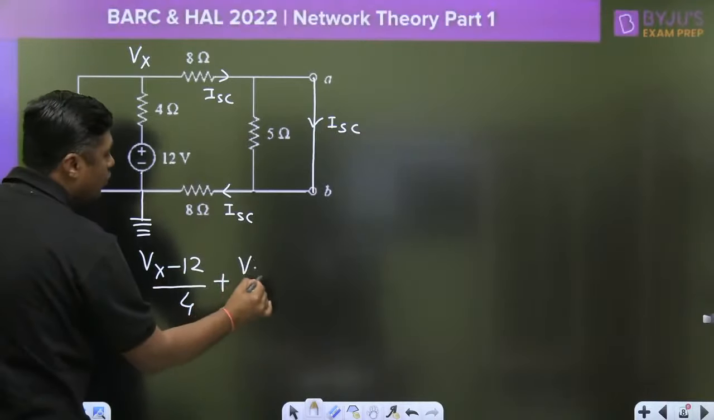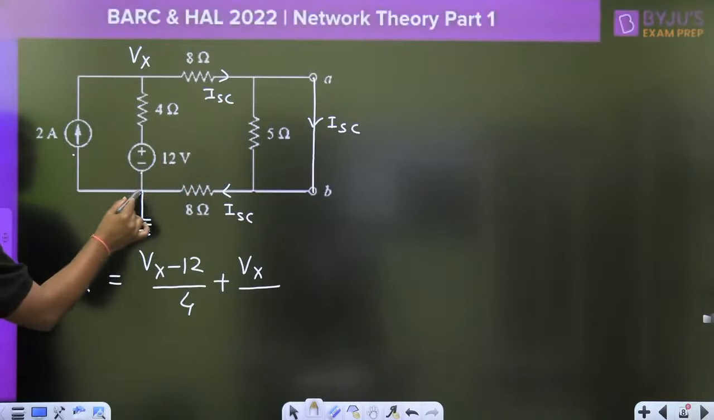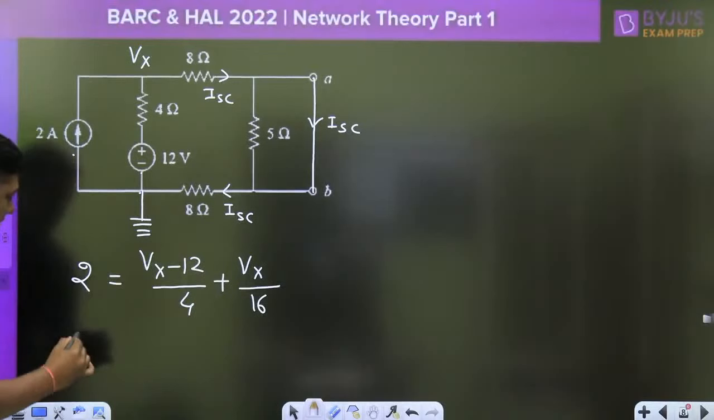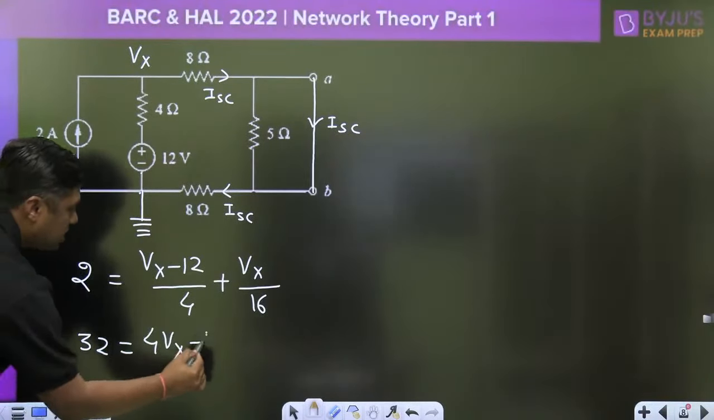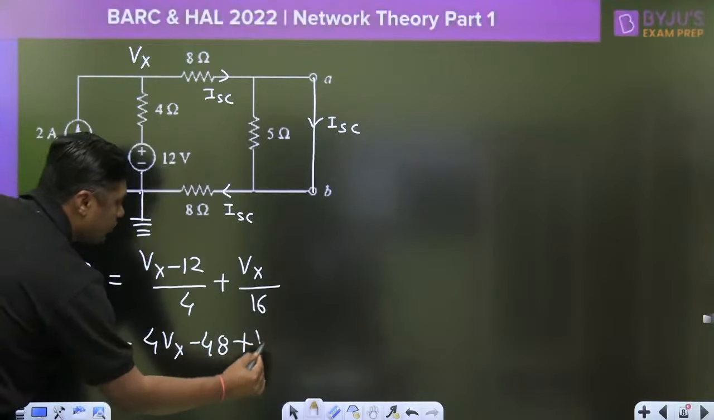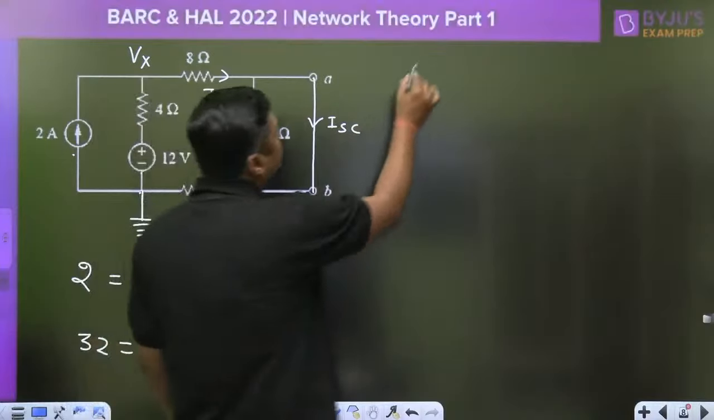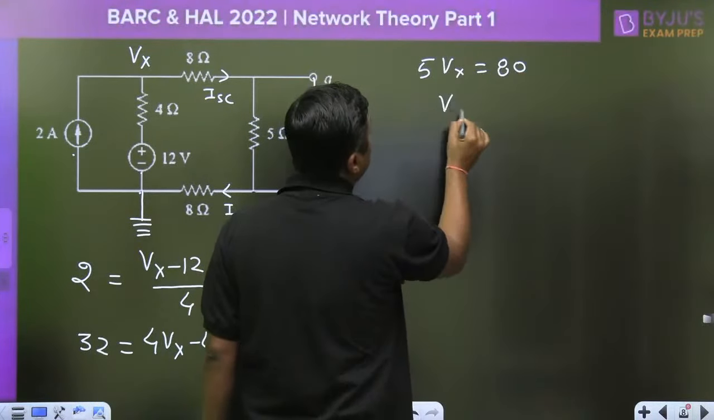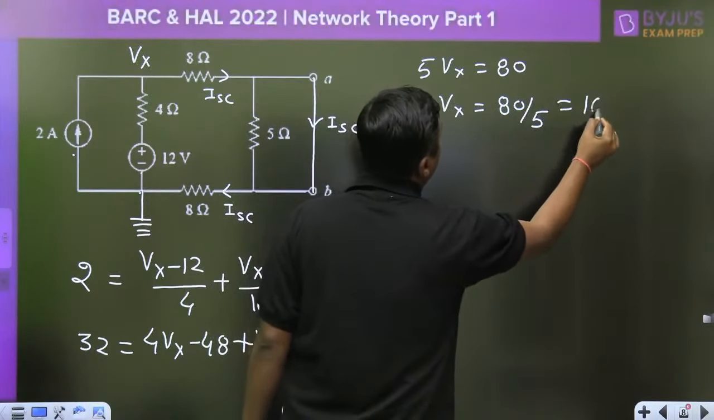Plus Vx divided by, now watch this. This is the zero. This is the zero. So 8 plus 8, that is the 16. 16 has an LCM 32. This will become 4Vx minus 48 plus Vx. Now, this is the 5Vx, and that will become 80. 5Vx is equal to 80. So, what is Vx equal to? 80 by 5, that is nothing but 16 volt.